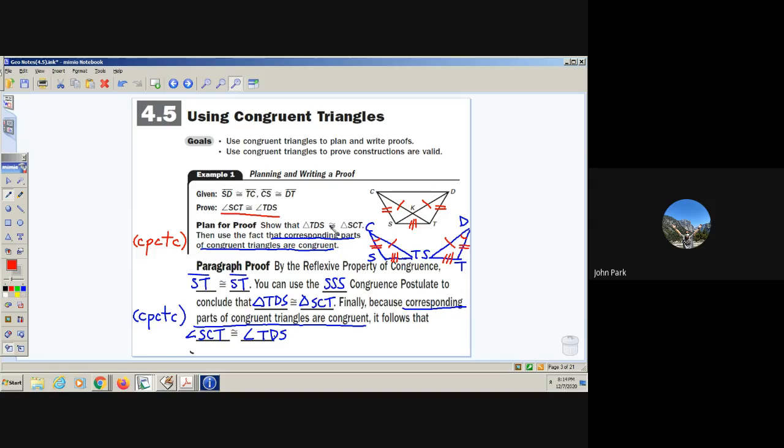And so once you prove the two triangles are congruent, you can use CPCTC to say any of the other corresponding parts, whether they're angles or sides, are also congruent. So that's the idea that we're using today, right? Once we prove two triangles are congruent by SSS, SAS, ASA, or AAS, then you can use CPCTC to say any other corresponding angles in this case, or even corresponding sides, are also congruent as well, okay?